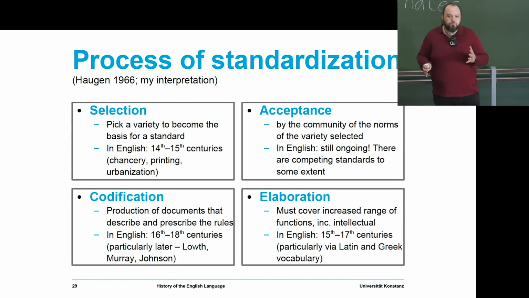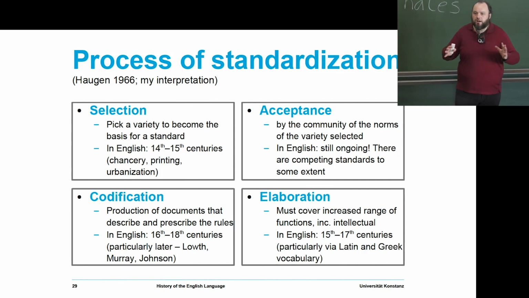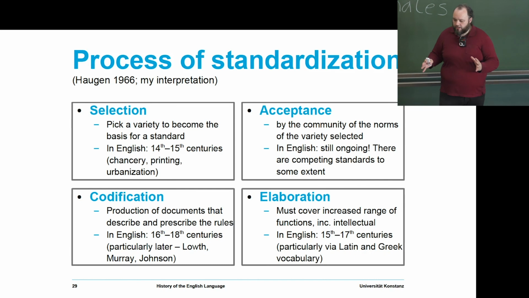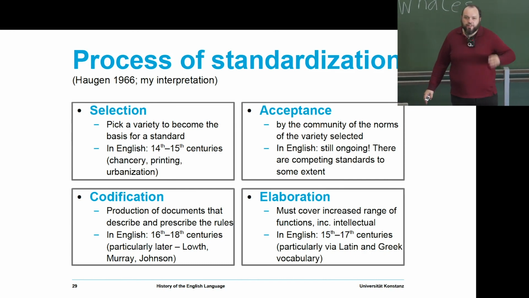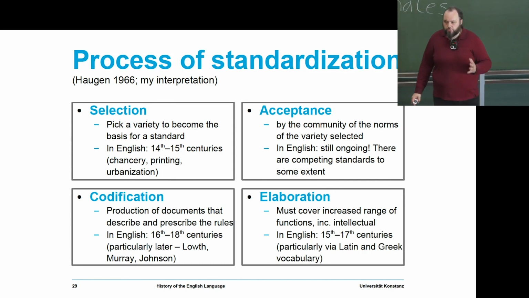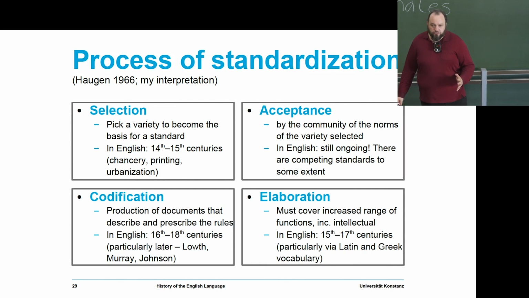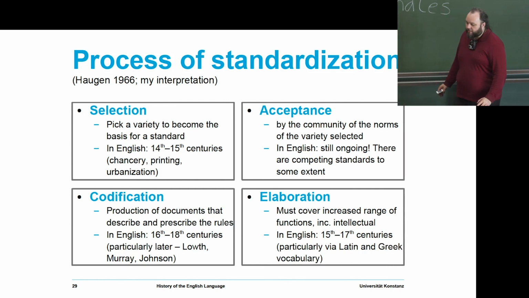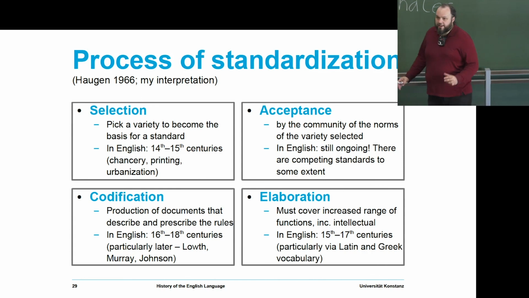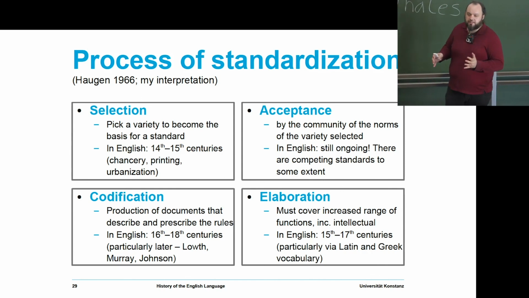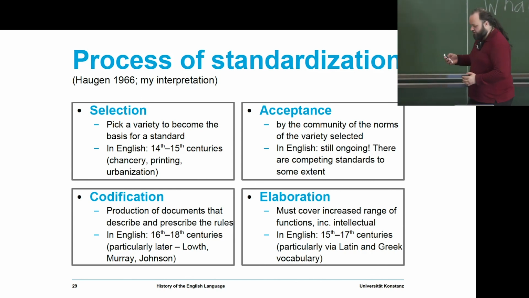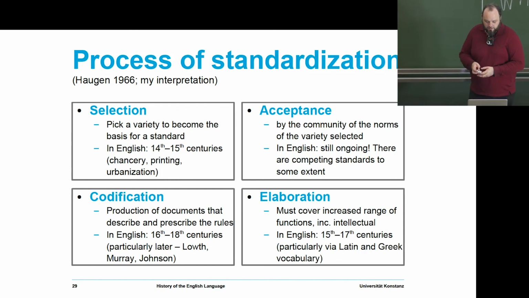And in English, basically this decision was made by the fact that London was becoming the central power of the country. We had this big city developing, that was where the chancery was, that was where the printing press was, that was where most of the people were, and all of this leads to the London variety essentially becoming the de facto standard of English. So that's selection.